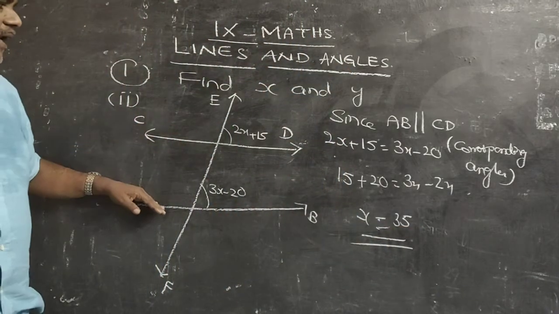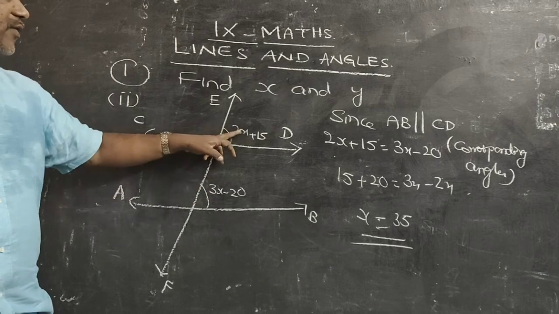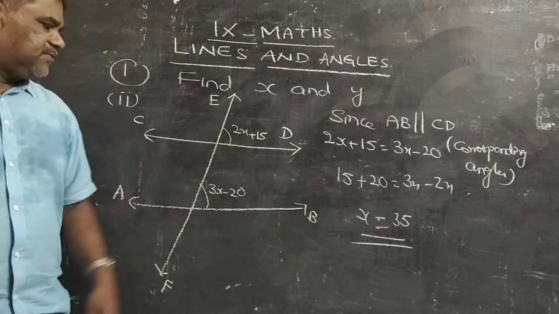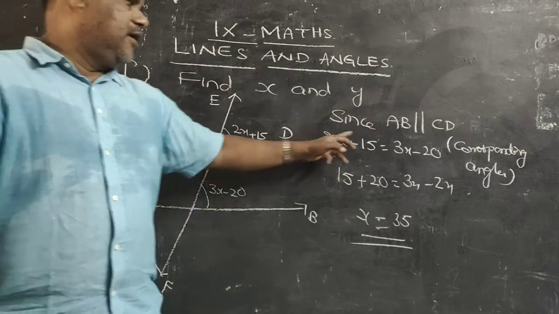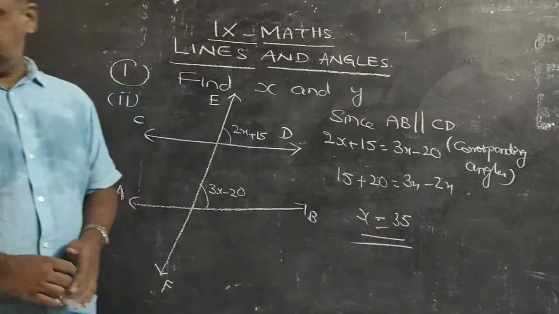Two lines are parallel, corresponding angles are equal. So equate 2x plus 15 and 3x minus 20. If you equate them, you will get x value 35 degrees.